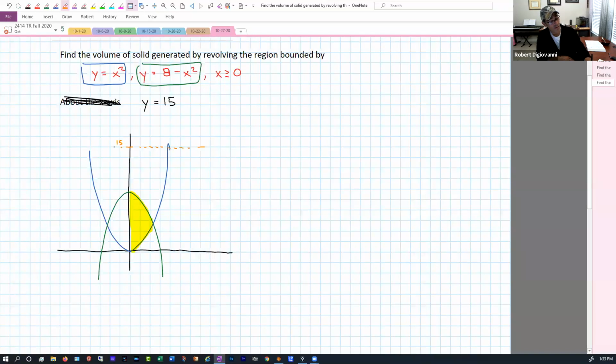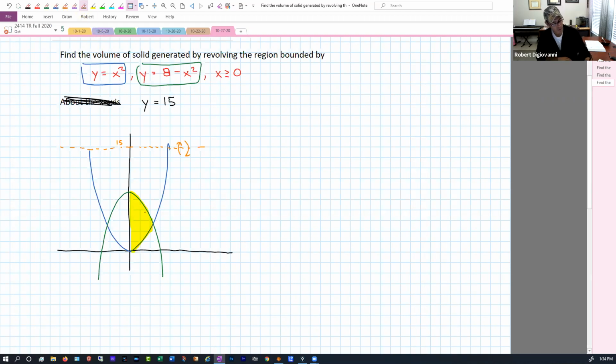I should also point out that not only will our axis of rotation always be a horizontal or vertical line, it will never go through the middle of our region. It will always be outside of the region, because it would be strange to rotate around a line within the region, since it would basically create a double volume. We won't get into it, but that's what would happen. Okay, you all see this? My axis of rotation is up here, right?